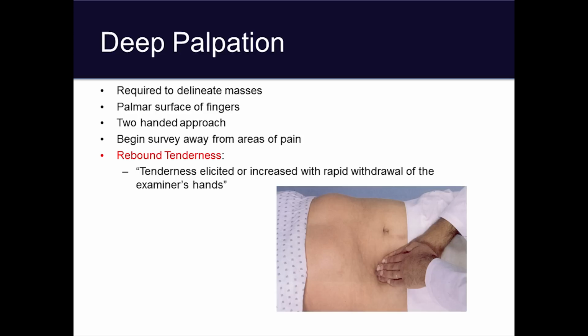Rebound tenderness is tenderness elicited or increased with rapid withdrawal of the examiner's hands. So you would press in with both hands and really depress the peritoneum, and then you want to quickly remove your hands, and pain with the removal of your hands is considered positive for rebound tenderness.